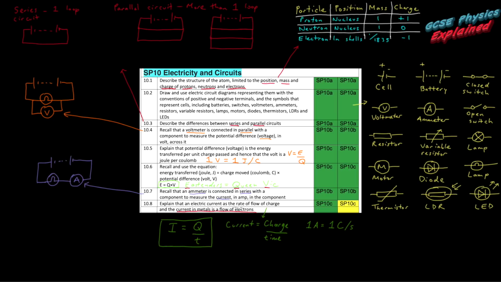Explain that an electric current is the rate of flow of charge, and the current in metals is a flow of electrons. You just literally got to know that for 1 mark. The equation is current equals charge over time, in other words I equals Q over t, and 1 amp would equal 1 coulomb per second, just in case they ask you for an alternative unit for an amp, which can sometimes be a multiple choice question.